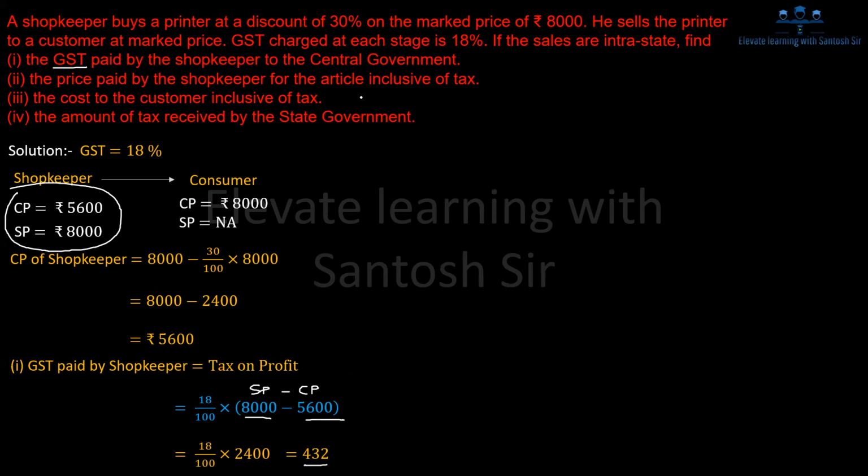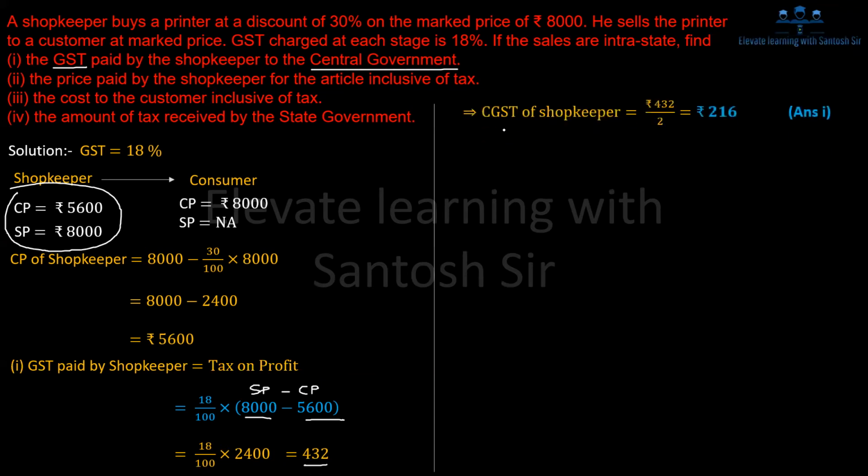But question is specifying the GST paid to the central government. It means that it is asking us CGST. We know that each of the government share the amount of GST equally. So CGST of the shopkeeper will be 432 divided by 2, which is nothing but 216 rupees. Let us come to the next sub question.